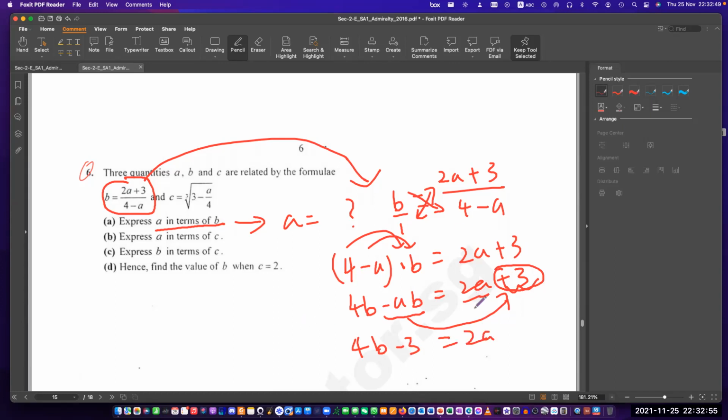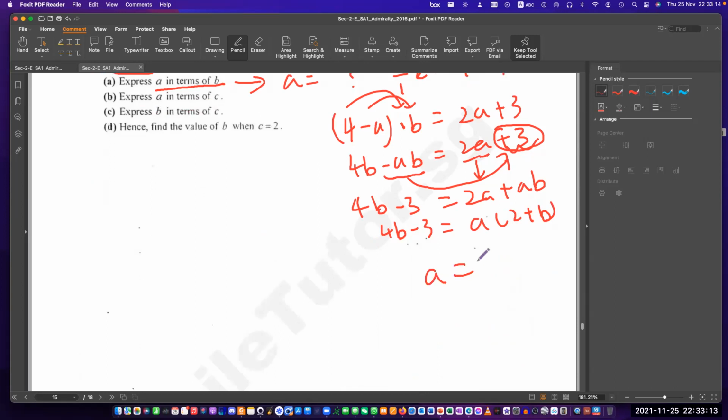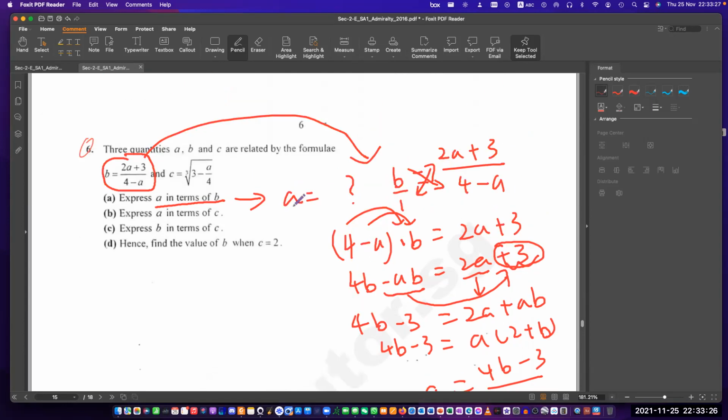So 2A I just copy down. I move the minus AB from this side to the other side, minus becomes plus. So I take out the A, I get 2 plus B. And then my A is equal to 4B minus 3 over 2 plus B. This is the answer for part A. Does it make sense? Yes. Good.